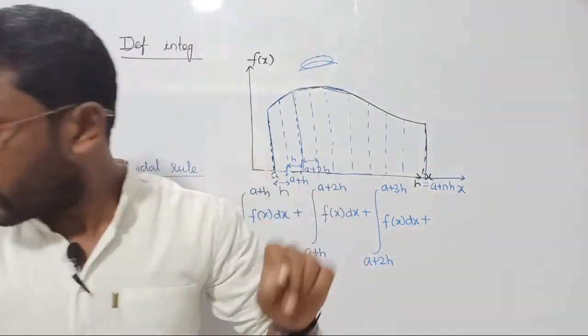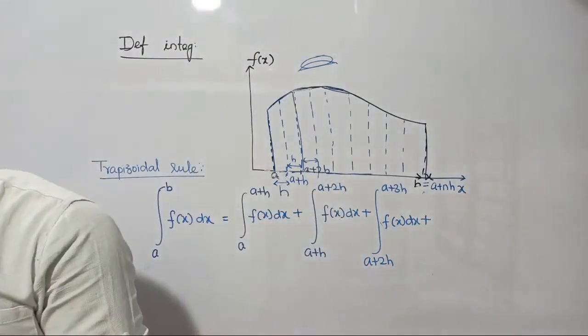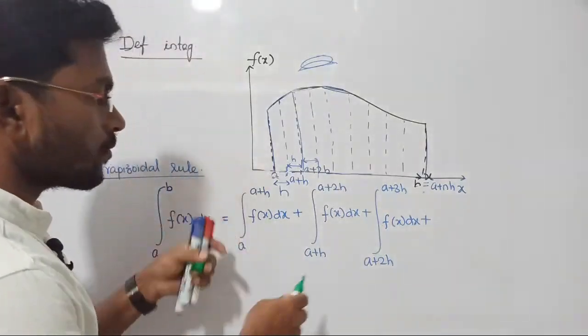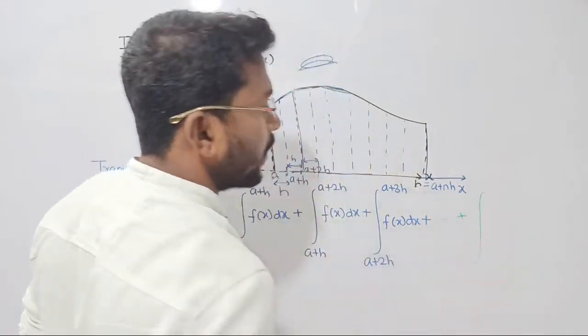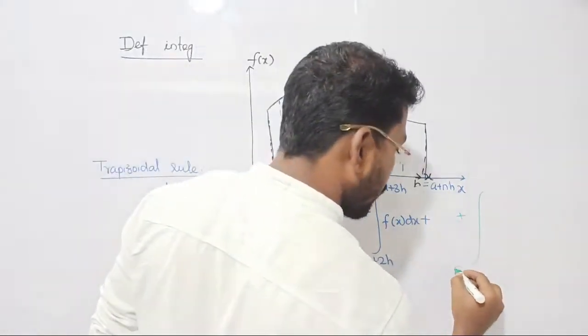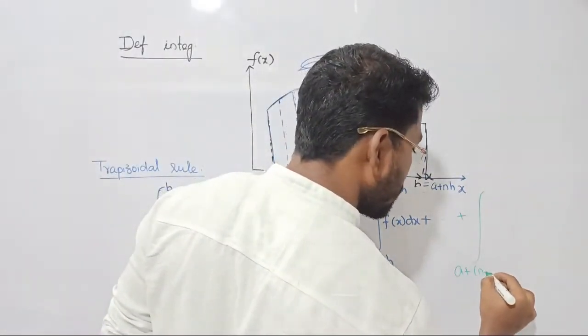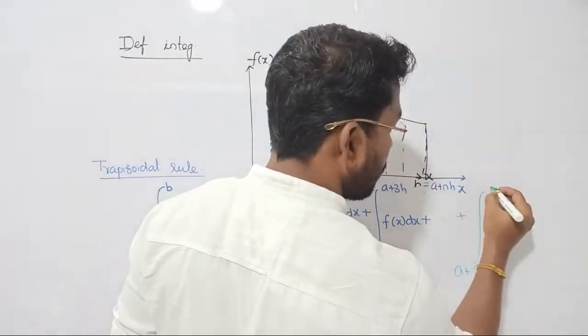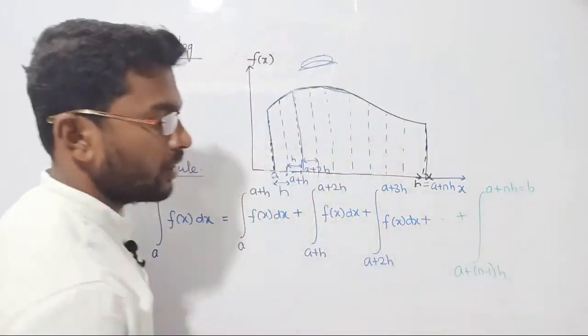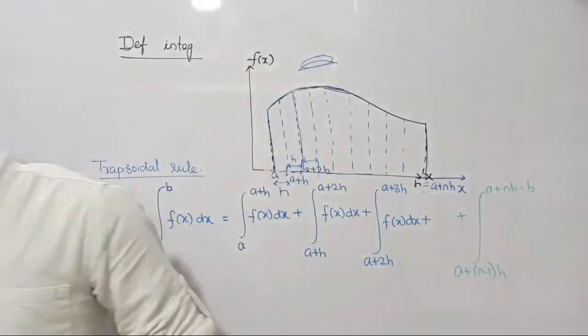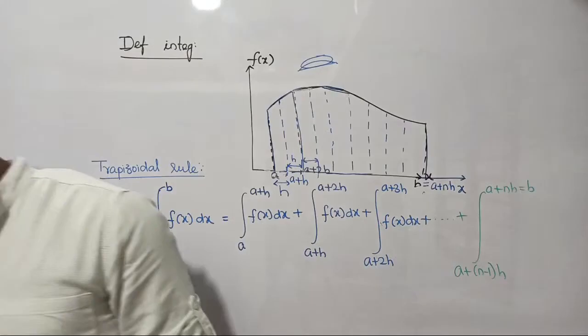Okay fine. So what is the conclusion here? The conclusion is, we can extend this limit up to the final point. Final point means we are just going from a plus (n minus 1)h to a plus nh. Here a plus nh is equal to b, right? Is it visible to you all? Yeah, I think that is visible.